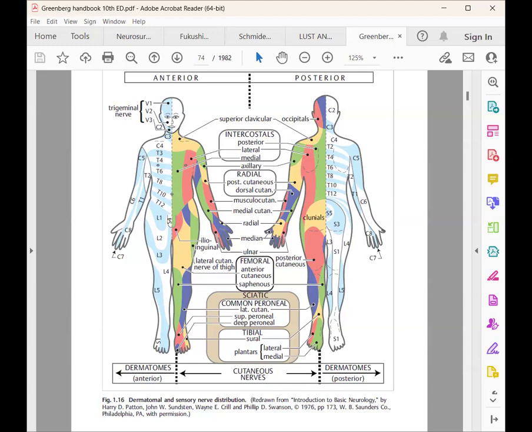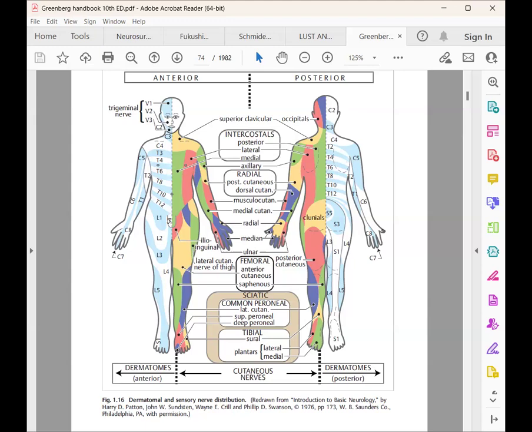Just a few clinical correlates. The importance of understanding the dermatome levels and myotomal distribution is especially in spine injury, or even in degenerative spine with myelopathy, in order to assess the severity of the injury, the level of injury, differentiating motor level from sensory level, and also determining neurological level, and calculating the ASIA impairment scale in patients with spinal cord injury. So that's important.